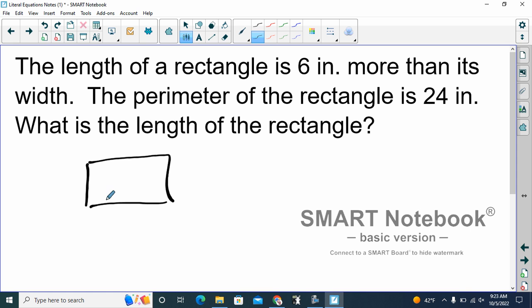So I am going to call this side here the length. I'm going to call this one here the width. So the length is the bigger side, and it is 6 inches more than the width. So if we call the width x, the length needs to be 6 inches more than that. 6 inches more than x would be x plus 6. As we did on the previous example, if this one is x, this one over here is x. If this one is x plus 6, so is the one on the top.